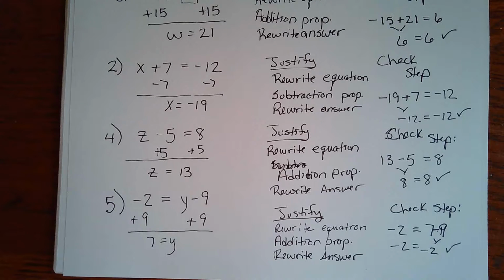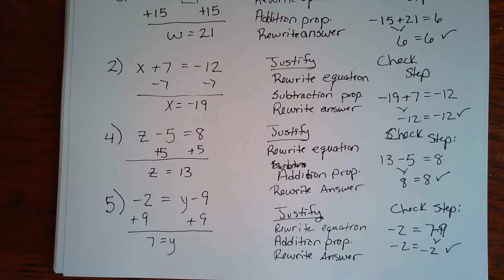Okay, let's see how you did. On number 2, you should have subtracted the 7 across to both sides, giving you negative 19. Justifying step, of course, is the subtraction property in between rewrite equation and rewrite answer. The check step clearly shows that negative 19 plus 7 gives me negative 12 equals negative 12. So good job if you've gotten that one so far.